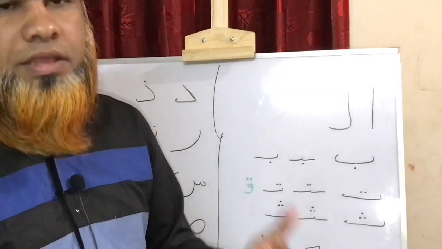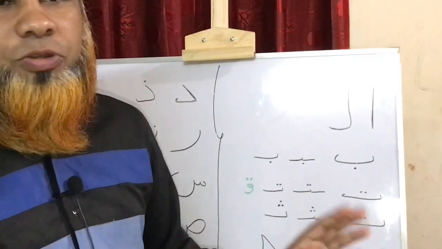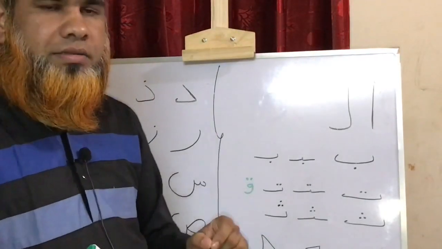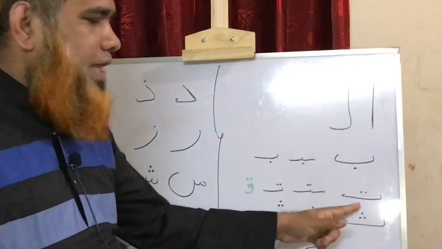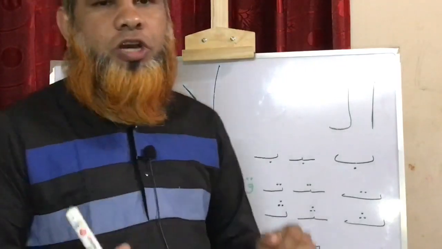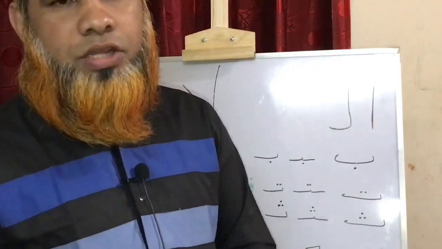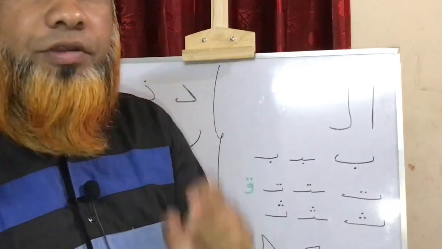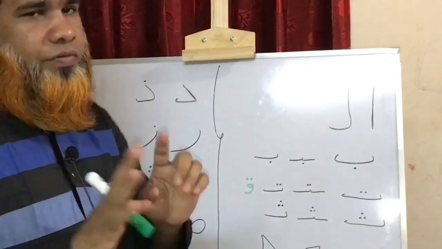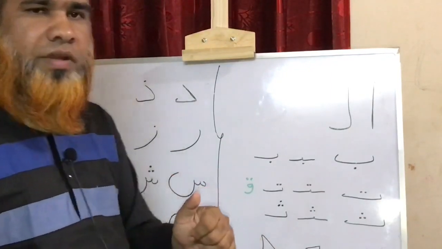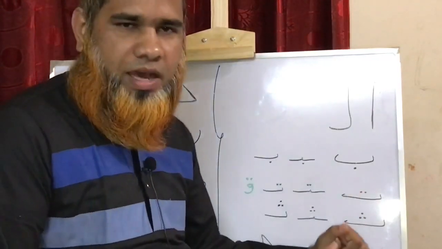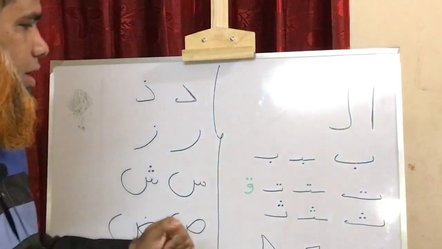Say with me, ta. In English, you don't have this sound. It's a new sound for English speakers. Say with me 3 times. Ta, ta, ta. We have to remember 2 dots at the top without any circle will be ta. But if we see 2 dots on the circle, it will be a different letter, that is qaf. But 2 dots at the top without a circle is ta. I hope you will remember, inshallah.